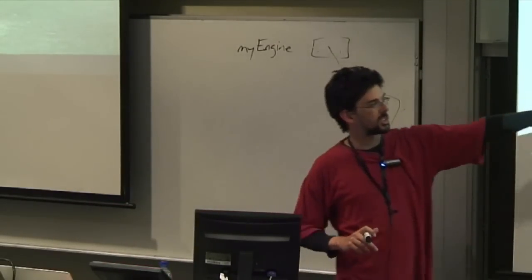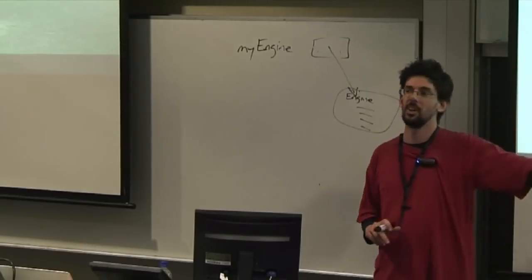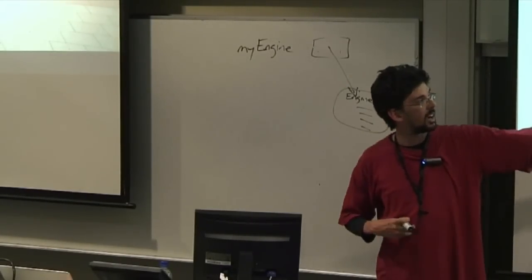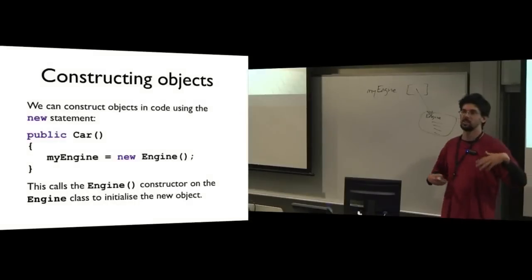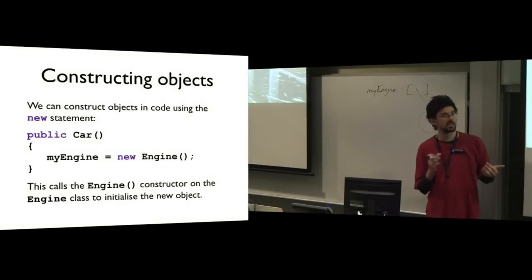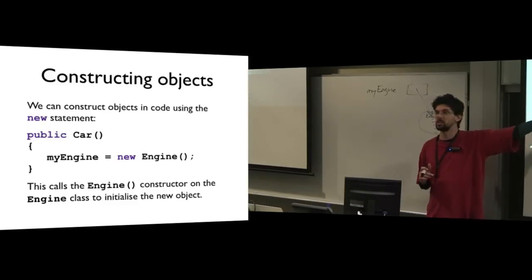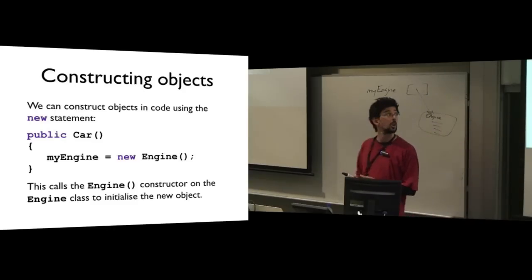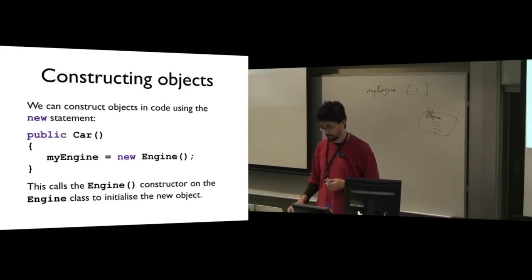So this calls the constructor, and so we have to have an engine constructor in order to be able to do this. It runs the engine constructor to initialize the new engine that we've just created and returns a reference to that engine. That reference, we can do whatever we like with it. In this case, we're assigning it to a variable, and so we're initializing the my engine field by assigning a new engine to it.